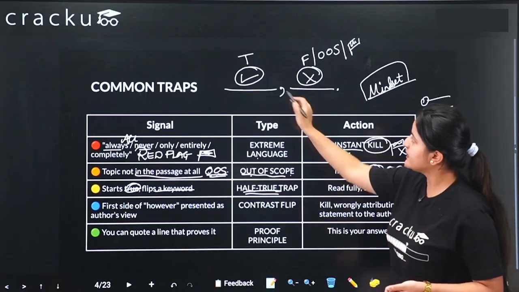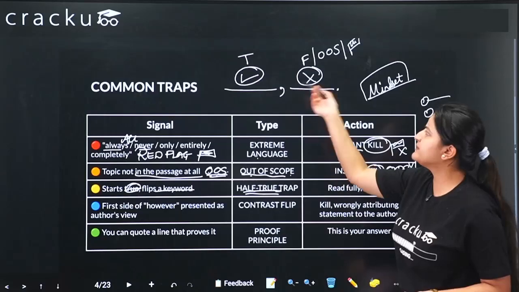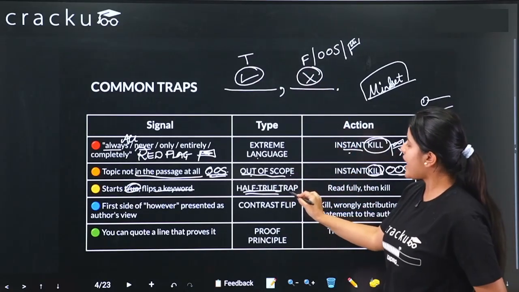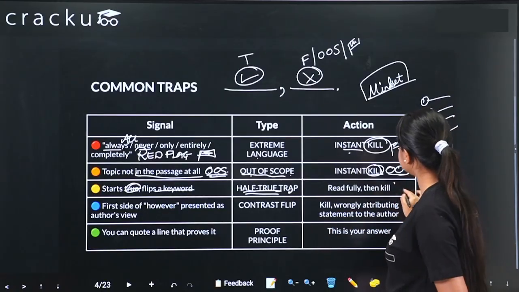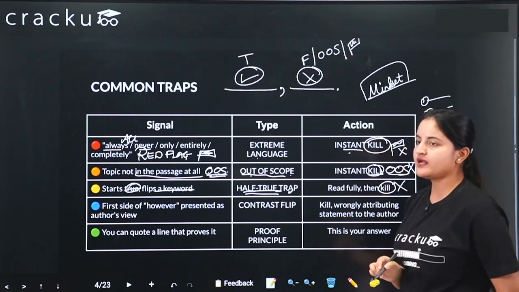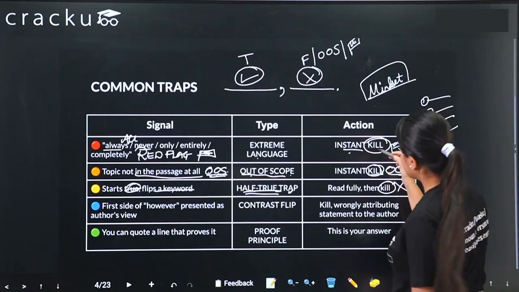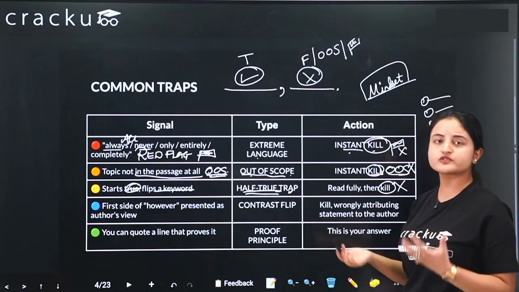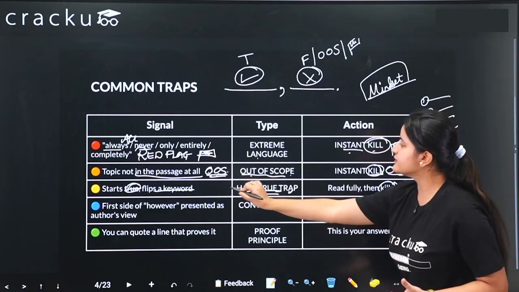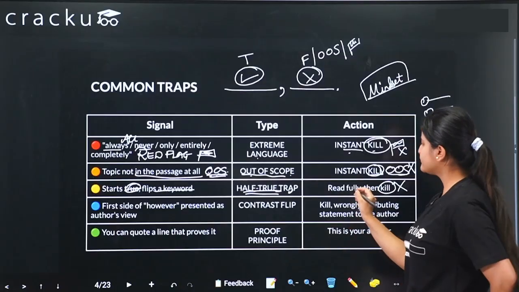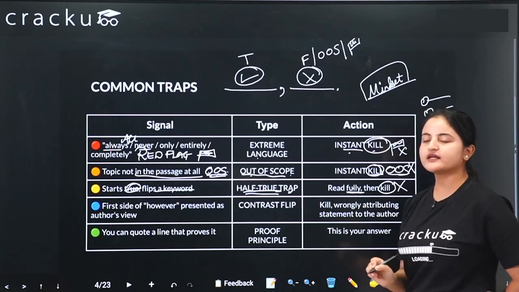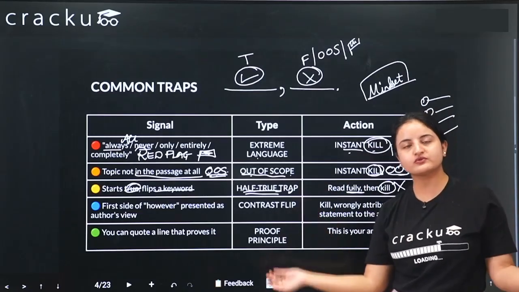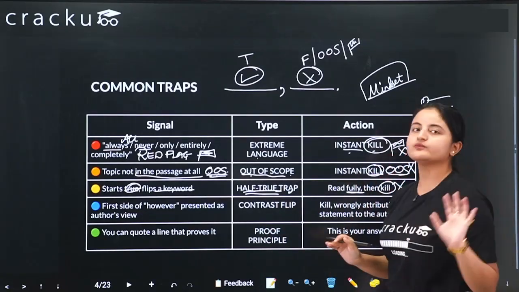So the second part would not be completely true according to the passage. This can also happen, whereas the first part would be true. Or maybe the second part would be right and the first part may not be. So this is another trap, the half true trap, and this also has to be eliminated or killed. The difference between these options is that we can instantly remove a red flag. We can instantly remove an out of scope option. We cannot instantly remove the half true option. We have to read it fully to understand that, even though it is half true, it is not fully true, and half truth is always false. So this option has to be eliminated.